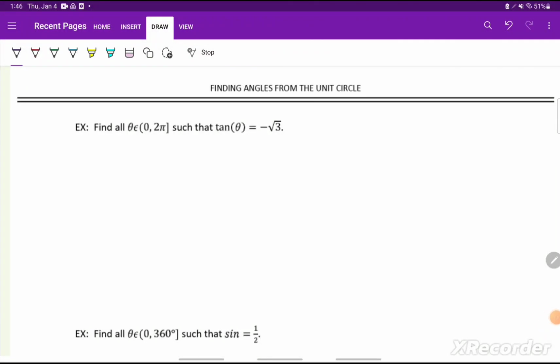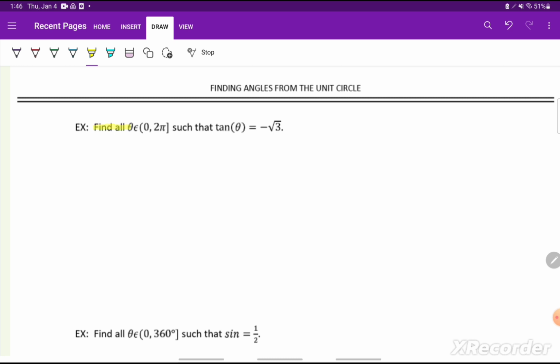In this video, we're going to be finding angles from the unit circle based on a particular trig value. In the previous video, we were given an angle and then found the trig value from that. Now we're going the other direction. I think it's definitely the harder of the two directions. Also, you want to keep in mind whether they're asking for an answer in radian or degrees.